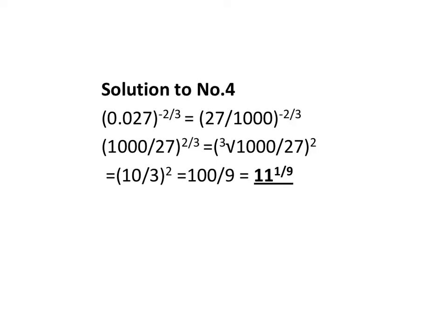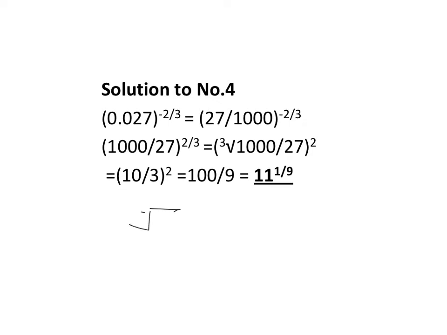0.027 raised to power minus 2 over 3 is equal to, changing 0.027 to a fraction, we have 27 over 1000 raised to power minus 2 over 3. Because of the negative sign of the power, we'll have the reverse. That is 1000 over 27 raised to power 2 over 3, and is equal to the cube root of 1000 over 27, raised to power 2. So when you find the cube root of 1000 over 27, it is equal to 10 over 3.